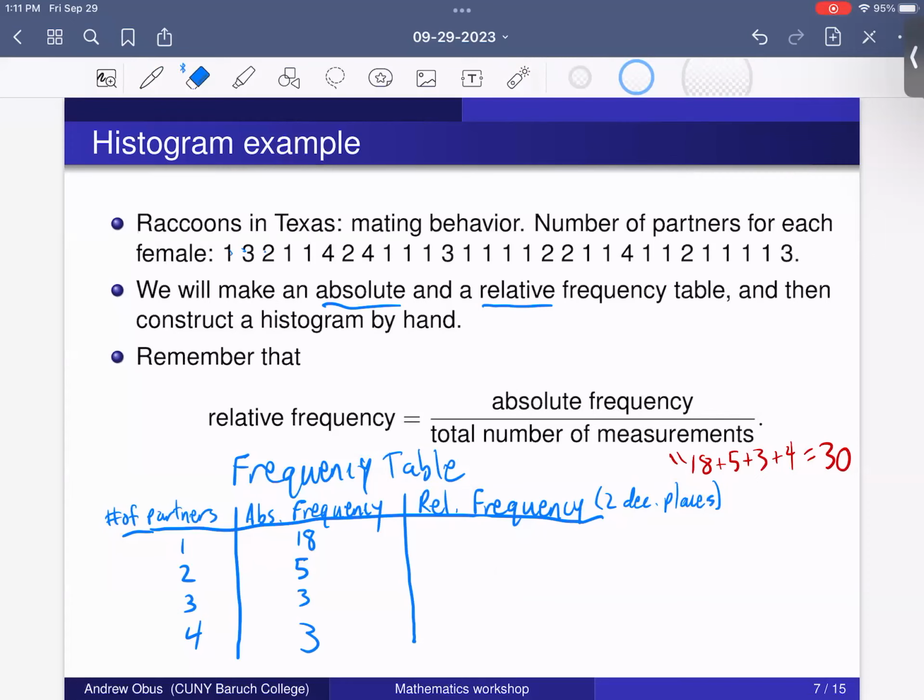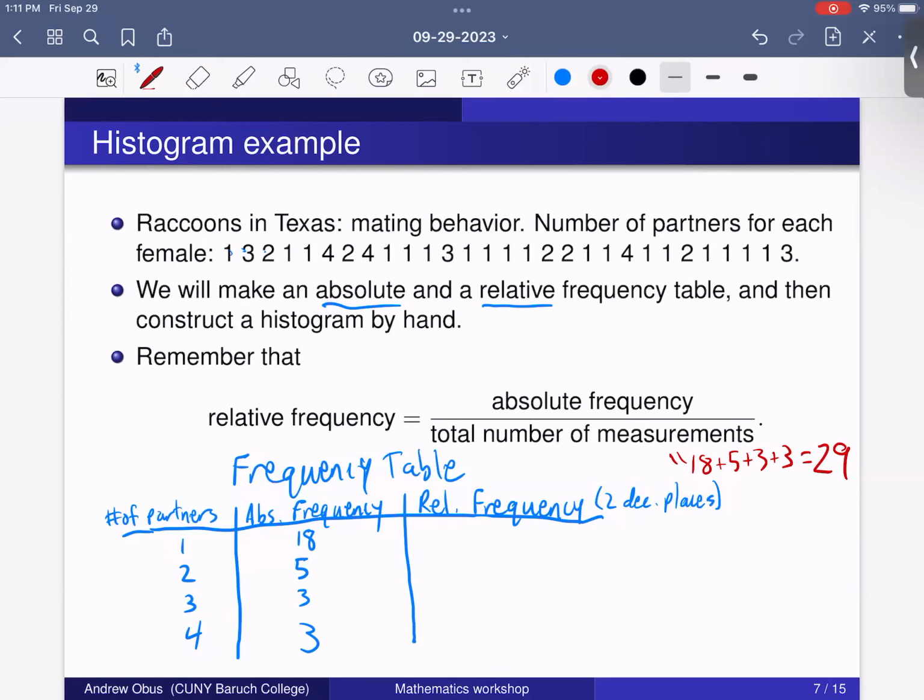Okay, so 18 plus 5 plus 3 plus 3. Thank you for catching me. Equals 29. Okay, so let me just do the math. I can divide by 30 in my head, but I can't divide by 29 in my head.